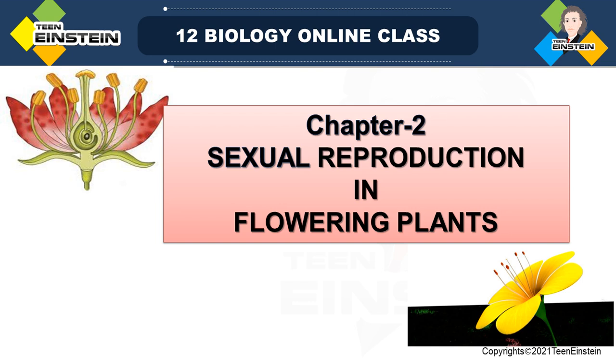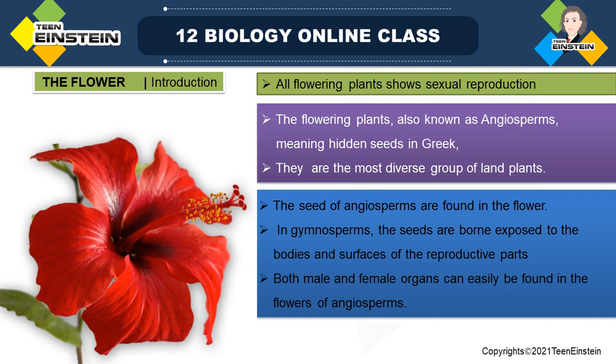Now we are starting the second chapter, Sexual Reproduction in Flowering Plants. In 12th standard biology, the first part that we are learning is reproduction, right? So we have already completed our first chapter, reproduction in organisms.